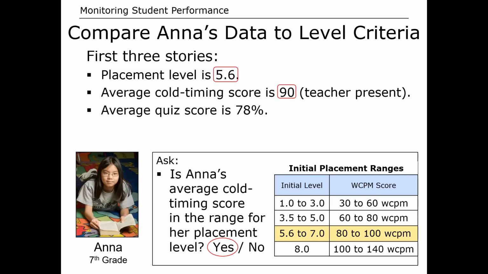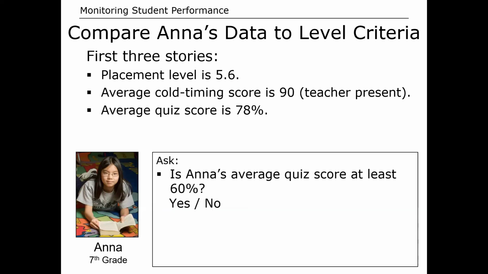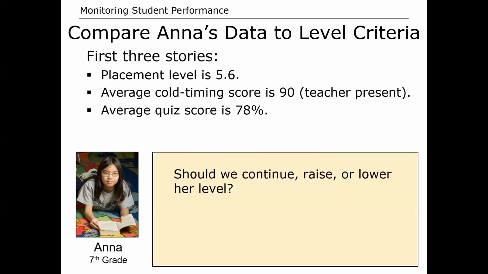Okay, but I need to make sure her quiz is good enough. And Anna's quiz is listed here. It's at 78%. In order to get that data point, I looked at the student report. I took how many questions she got right out of the total number that she answered, and we got the average percentage correct. Okay, so the real question becomes, do we want to continue Anna in 5.6?